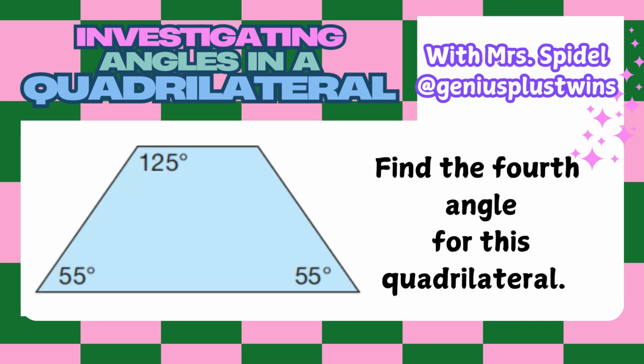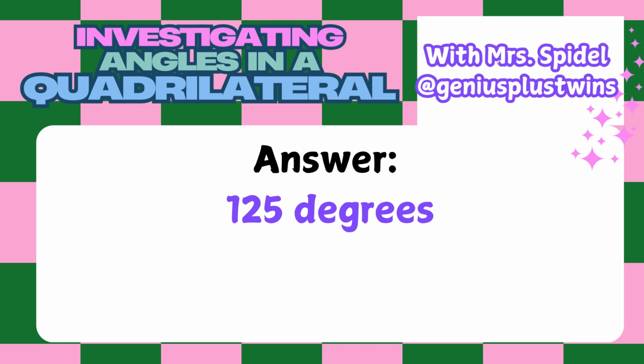Here's another one. Use the 3 angle measurements you are given to find the 4th angle of this quadrilateral. Pause the video now and unpause when you've completed your answer to check it. Okay, here's our answer. 125 degrees is the measurement for the 4th angle.